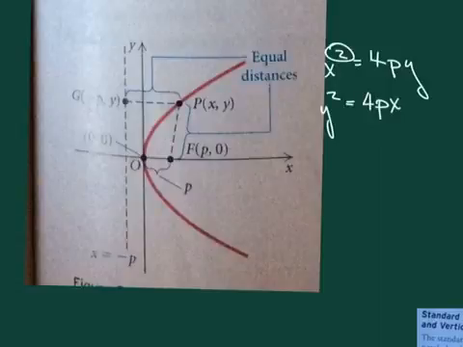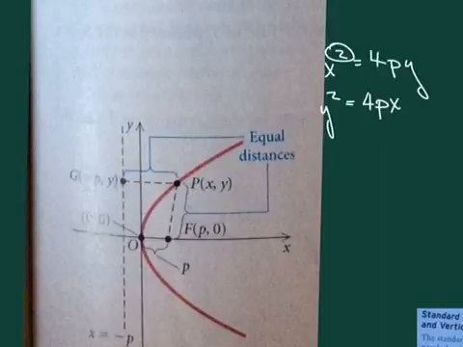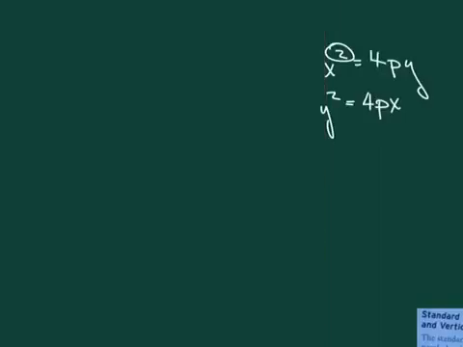Alright, so let's look at an example here and just get some practice kind of figuring out a little bit more about what's going on. I'll leave those two formulas there. And the first example says find the focus and the directrix of the parabola y equals negative 1/12 x squared.